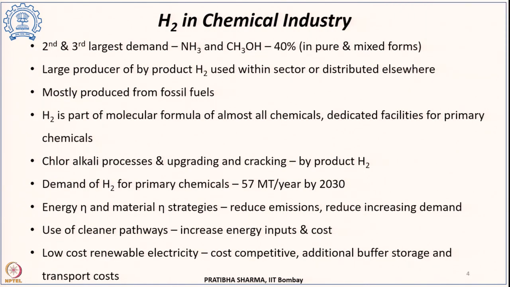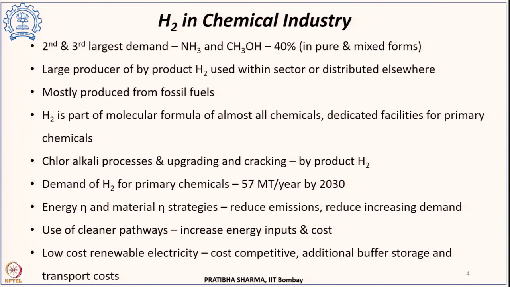Another major sector which currently uses hydrogen is industry, which uses about 40% of hydrogen in pure and mixed gas form, and this is the sector which is the second and third largest hydrogen consumer in terms of producing ammonia, fertilizers and methanol. So, the second and third largest demand comes from the chemical industry, and this sector is not only a major consumer of hydrogen, but also a major producer of hydrogen. But whatever hydrogen is produced in the chemical industry is used within the industry itself, and some amounts are distributed elsewhere.